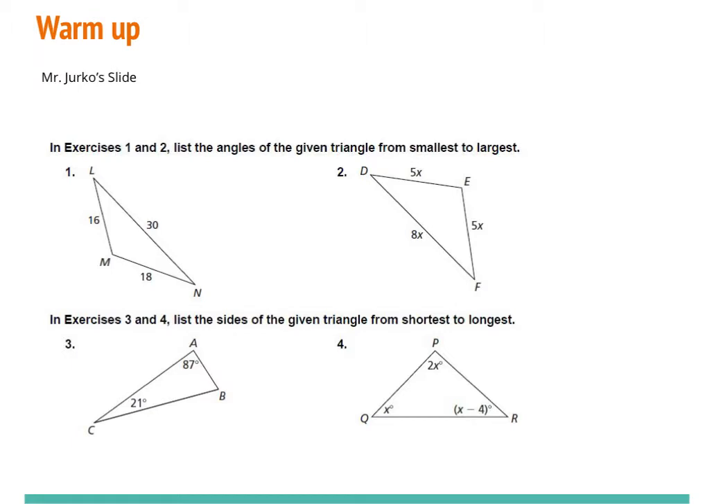Given the triangle, list the angles from smallest to largest. Number one: what angle is the smallest? N. Why? Because it's across from the shortest side. Very good. 16 is our smallest side, so angle N is the smallest angle.